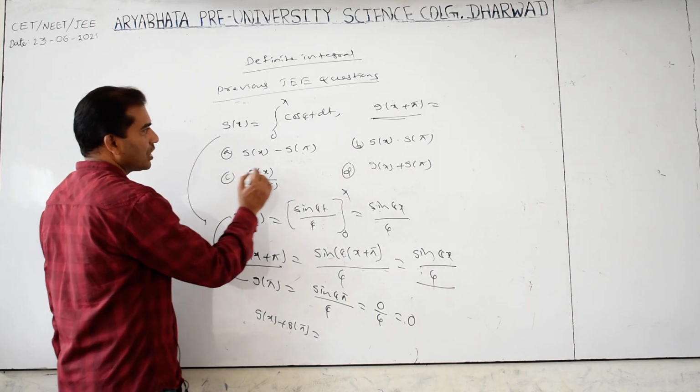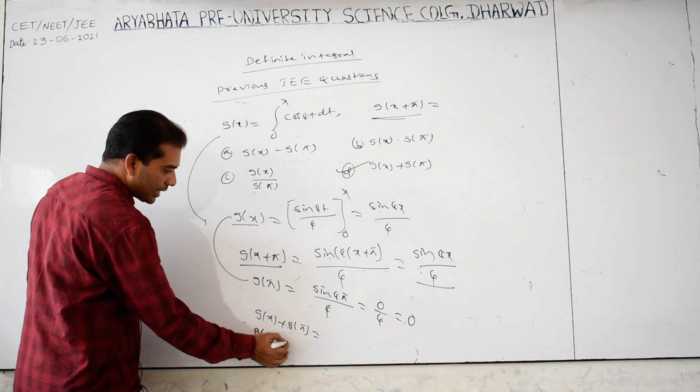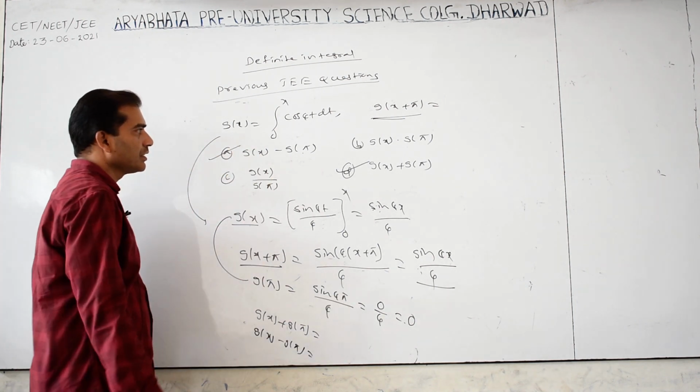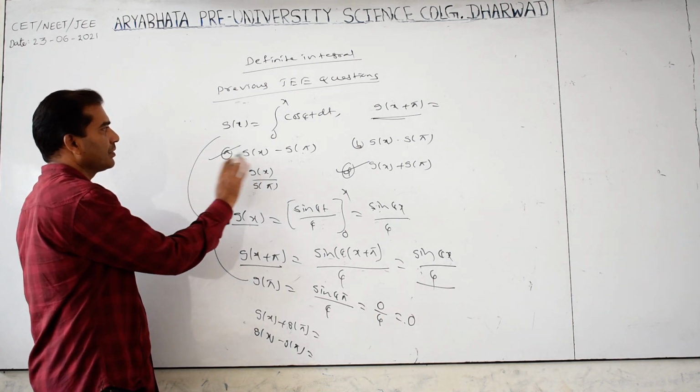Yes. So, g of x plus g of pi is also correct, and g of x minus g of pi is also correct. Both answers are right. So, in this case they gave grace marks, both options are right.